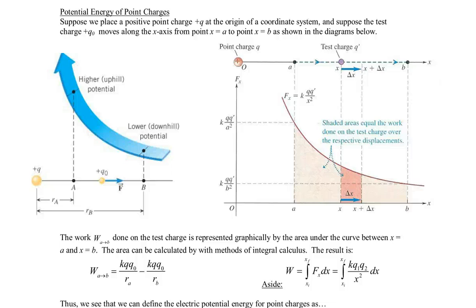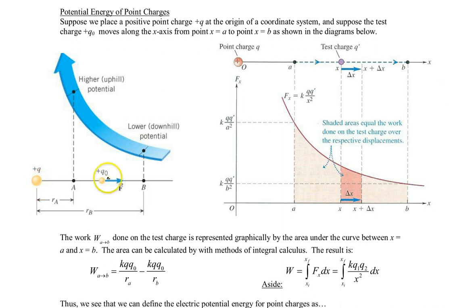Potential due to point charges. Now that I've introduced the concept of electric potential, let's look at the electric potential energy and the electric potential between two point charges. Imagine that I've placed a positive charge q at some point in space, which we'll call the origin in our coordinate system.